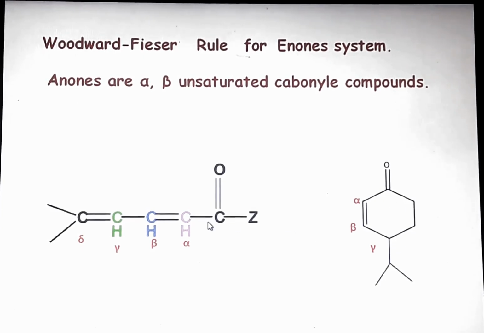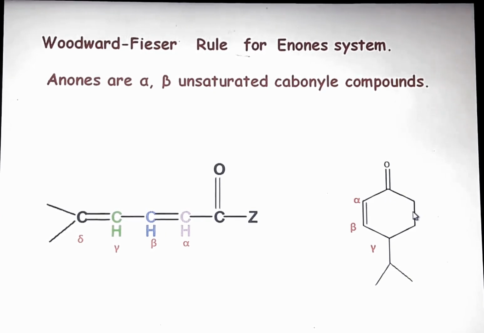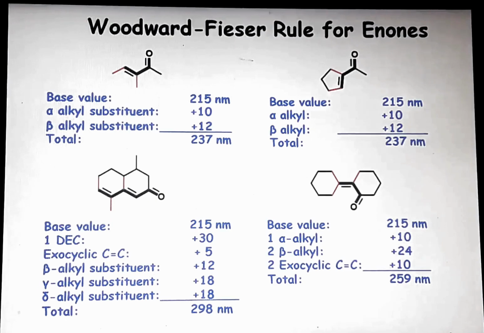The first carbon adjacent to the C double bond O carbon is called alpha. This is called beta, this is called gamma carbon, and this last carbon is called delta carbon. Here also it is alpha carbon, beta carbon and gamma carbon. This side we cannot take as alpha, beta and gamma because unsaturation is absent here. Now we will discuss a few more examples of enone systems.